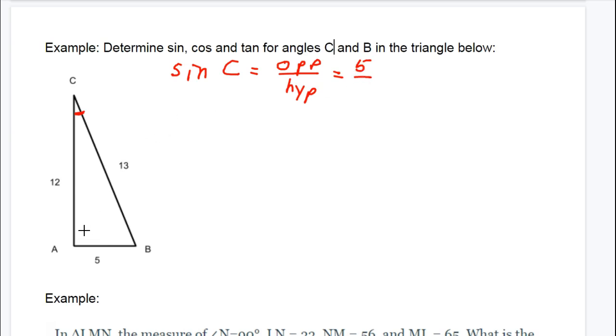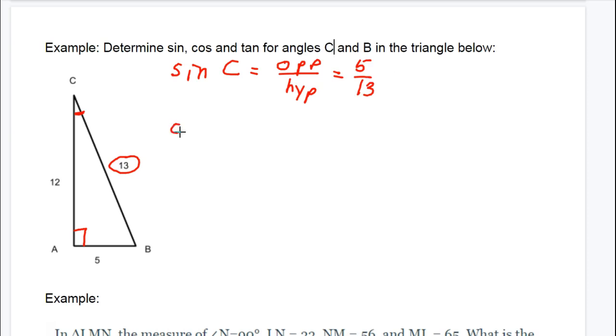My hypotenuse is always opposite the right angle. In this case, the hypotenuse here is going to be 13. So the sine of angle C would be 5/13. You can get a decimal equivalent for that if you needed to, but right now I'm just going to take the ratio, 5/13.